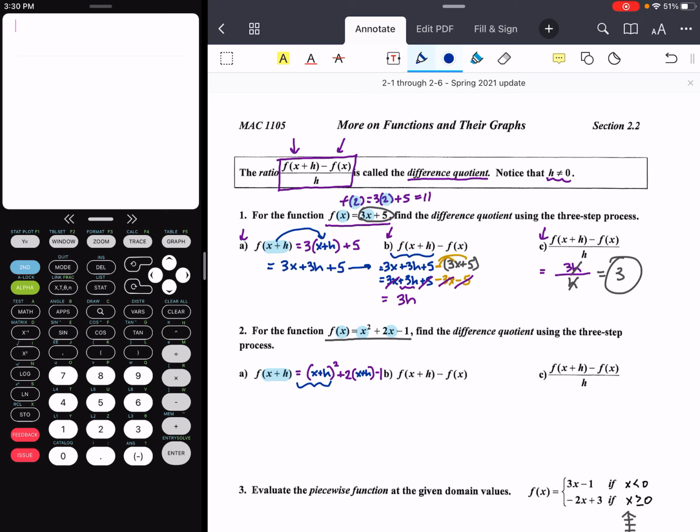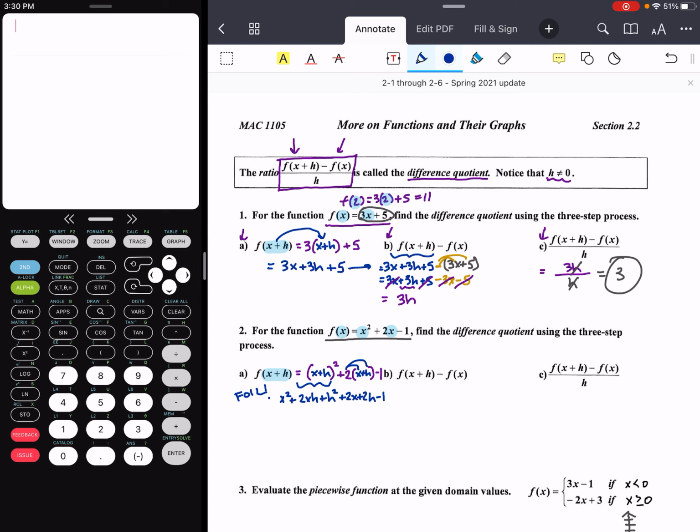So first up, x plus h in parentheses squared. I want to FOIL that out, multiply that out. So this is going to give me x squared plus xh, which adds up to plus 2xh, and then plus h squared. So that's FOILing. X plus h squared gives me x squared plus 2xh plus h squared. Next, I have plus 2 times x plus h. I'm distributing here to get plus 2x plus 2h, and then I carry down my minus 1.